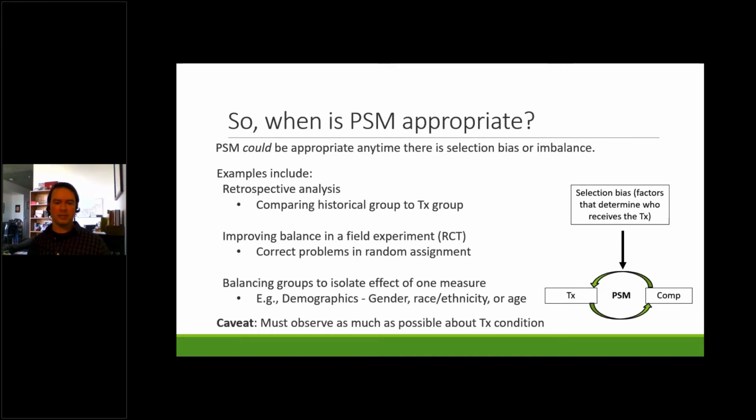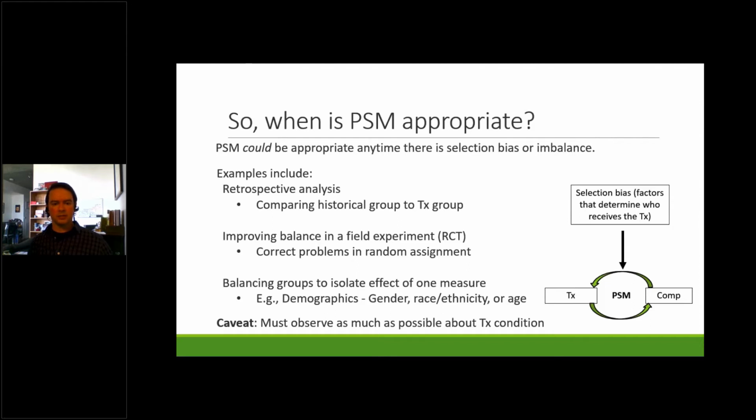Another way to use PSM is in balancing groups to isolate the effect of one measure. I gave you the examples here of demographics because this is a growing area, especially given concerns over equity and how the system is applied. Sometimes people have a hard time wrapping their head around this because they think you can't randomly assign someone to race, so how is this applicable?